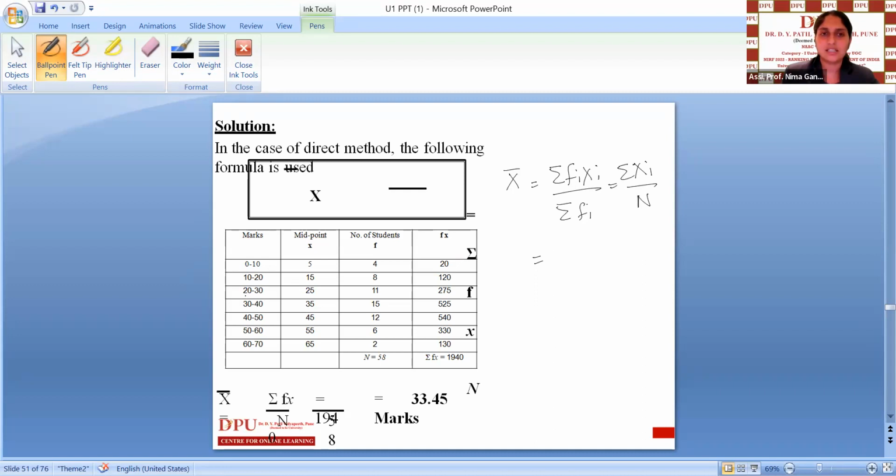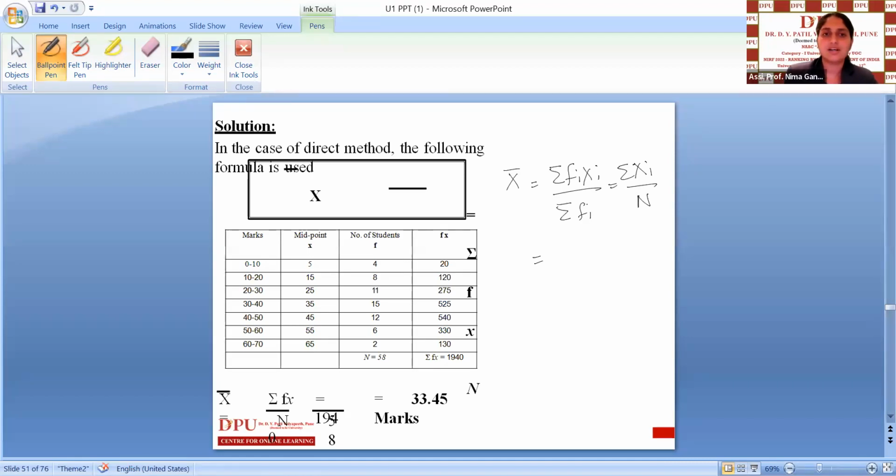The third class, 20 to 30: 20 plus 30 is 50, divided by 2, that is 25. For the fourth class, 30 to 40, 30 plus 40 divided by 2 is 35. 40 to 50 gives 45. 50 plus 60 divided by 2 is 55. 60 to 70 gives 65. Now you have the values for x, and these are the midpoints.